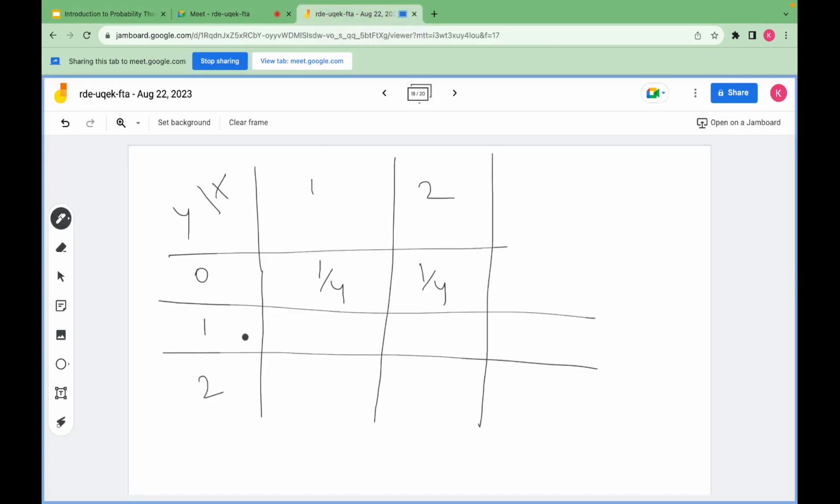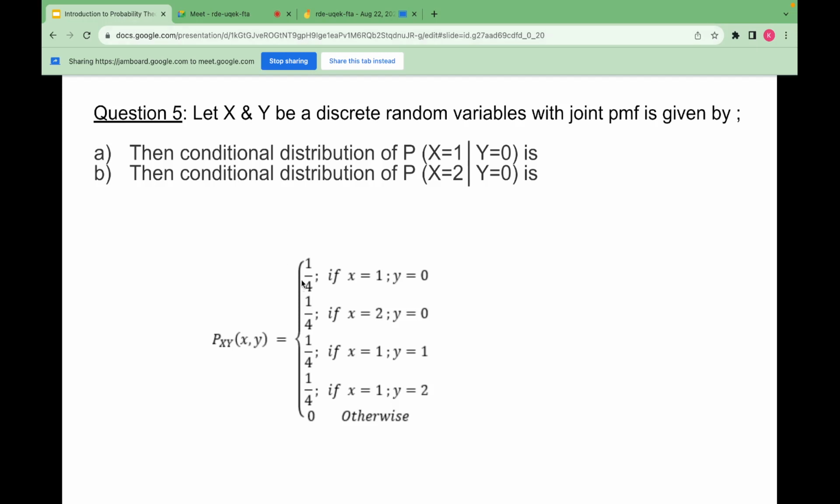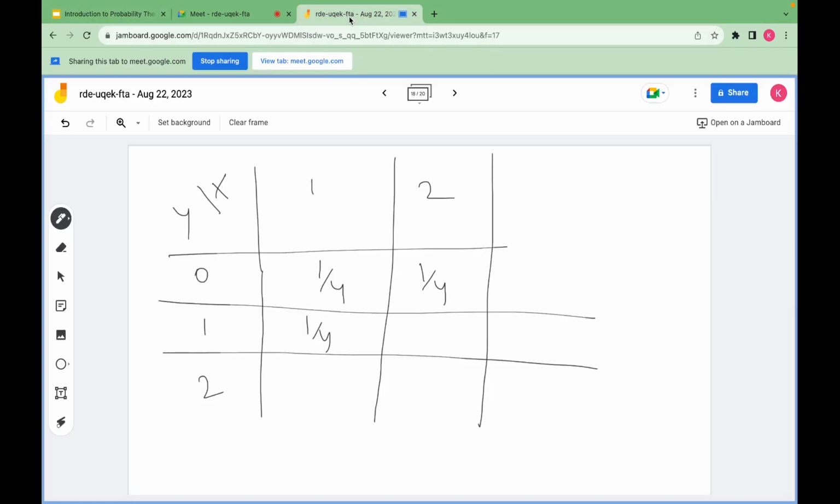For x equal to 1 and y equal to 1, the probability is 1 by 4. For x equal to 1 and y equal to 2, the probability is 1 by 4. And for x equal to 2 and y equal to 1, probability is 0. And for x equal to 2 and y equal to 2, the probability is 0.